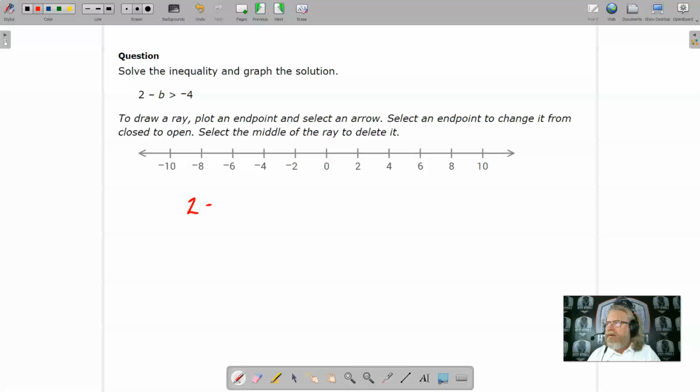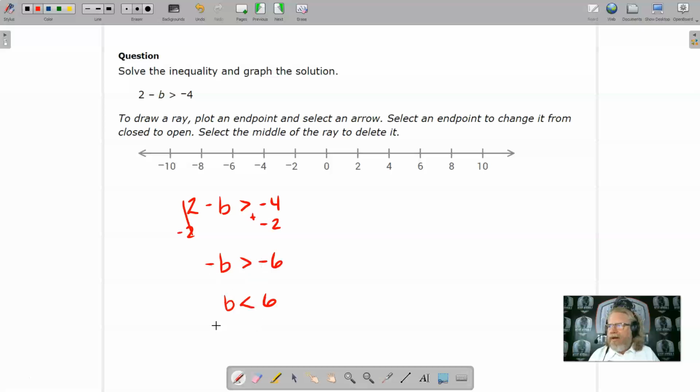Here I have 2 minus b is greater than negative 4. Let's go ahead and subtract 2 from each side. Remember, subtracting 2 is like adding a negative 2. And so I'd have minus b, or negative b, is greater than, because the 2's canceled, negative 4 plus negative 2 is negative 6. Now let's go ahead and divide by the negative 1. So that's going to give me b. Dividing by negative 1 changes the signs on those two, but I divided by negative, so let's go ahead and flip our sign.